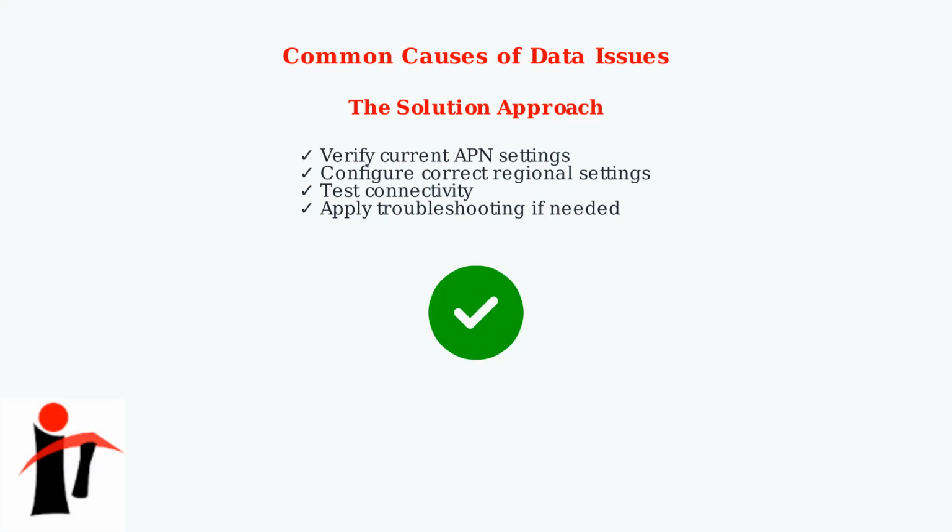approach. We'll verify your current APN settings, configure the correct regional settings for your location, test the connectivity, and apply additional troubleshooting steps if needed. In the next section, we'll walk through the exact steps for both Android and iPhone devices.